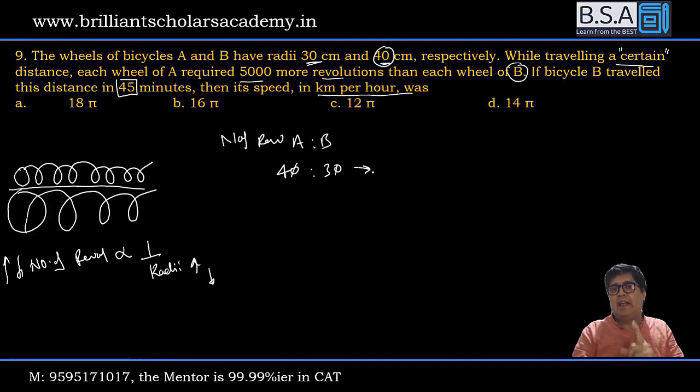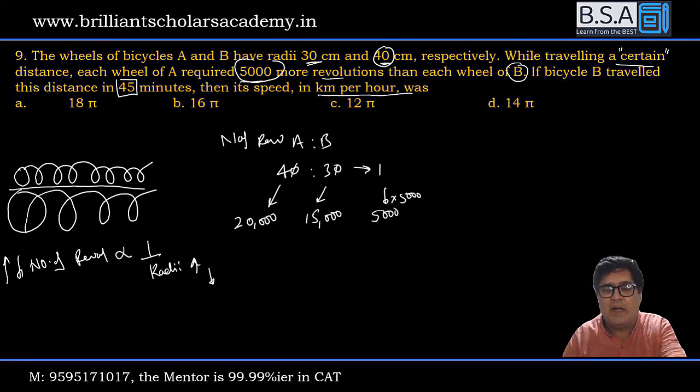So what is the gap? The gap is 1 round, 1 revolution. How much is the total gap between A and B? A travels 5,000 more. I must convert this 1 into 5,000. That means A has covered 20,000 revolutions total and B has traveled 15,000 revolutions total. So I have managed to find out the number of revolutions for A and B. The question is about B only. You don't need to work with value of A. Observe, observe.